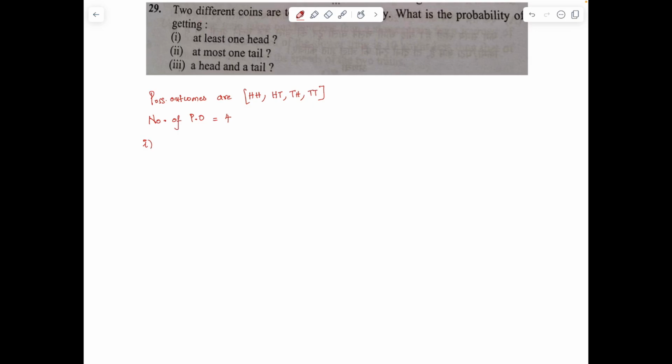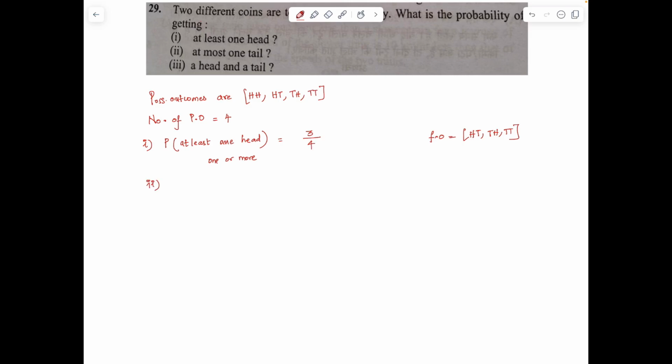Two different coins are tossed simultaneously. So when two different coins are tossed, the possible outcomes are HH, HT, TH and TT. That is, the number of possible outcomes are 4. The first question is find the probability of at least one head, that is one or more. So the favorable outcomes for this at least one head is HT, TH and TT. So totally we have three favorable outcomes, 3 upon 4.